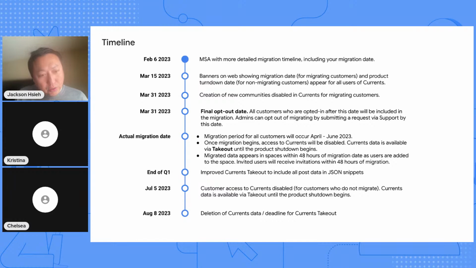Then on July 5th, that's when we start to wind down Currents, and nobody will have access to Currents. It will be completely disabled. But again, you can still access your data through Takeout. And then on August 8th, that's when we start deleting all the Currents data. So that's the deadline for the Currents Takeout. These are just some of the key dates that you should be aware of as we go through this process of migration.